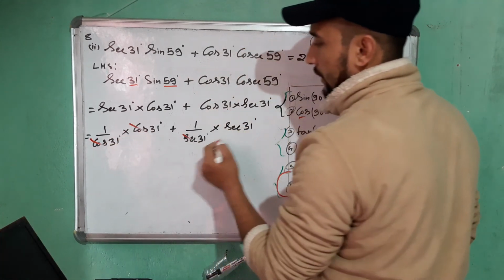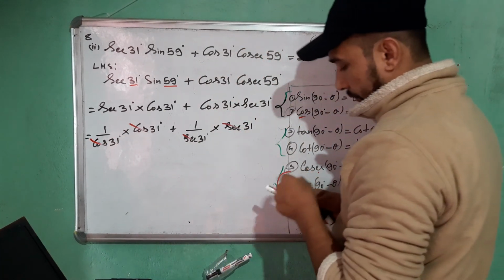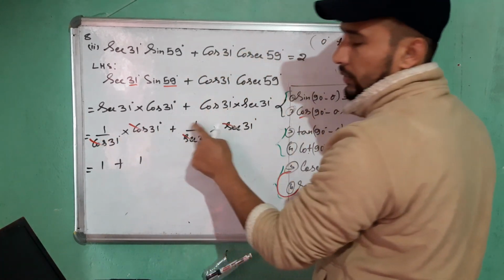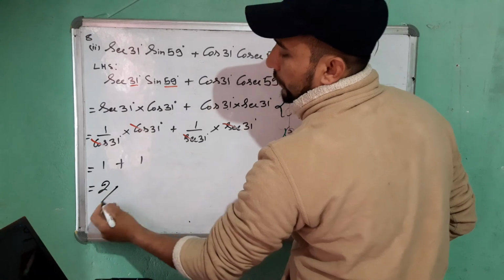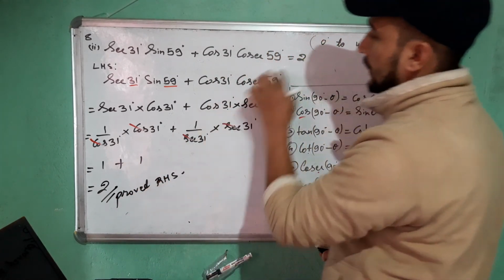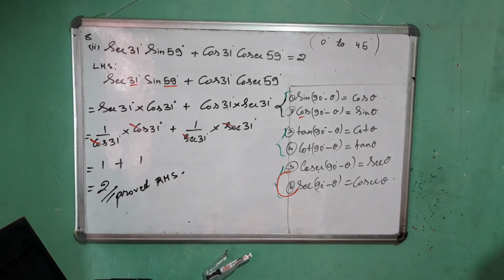This and this gets cancelled, this and this gets cancelled. So it will be 1 plus 1. Here 1 and here 1. 1 plus 1 is 2. Proved. Right hand side is proved, okay?